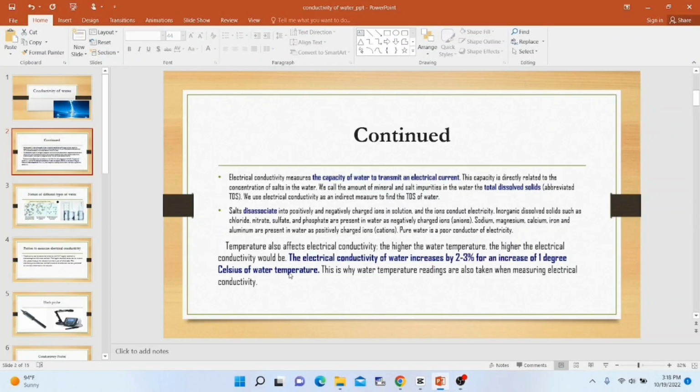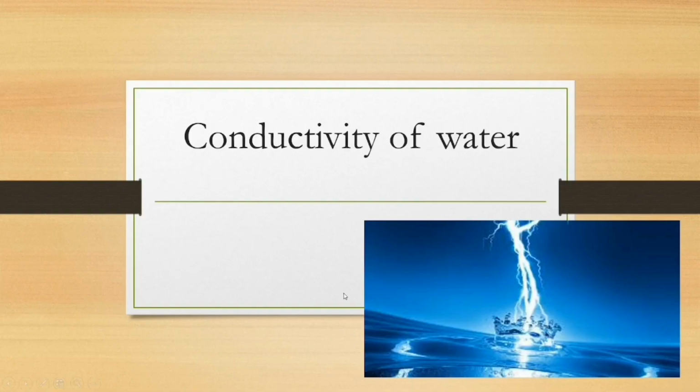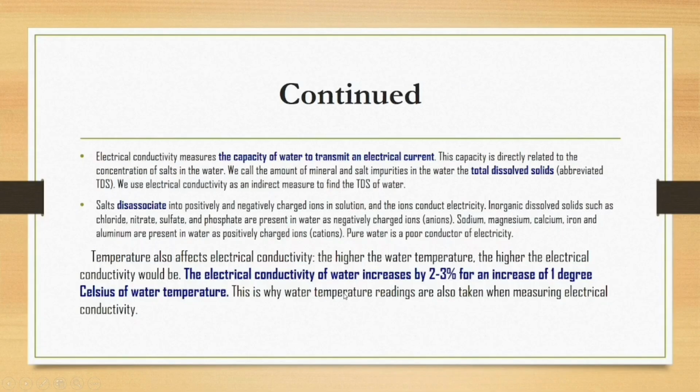Talk about conductivity of the water. So the conductivity of water is nothing but the capability of the water to transmit electrical current. This capacity is directly related to the amount of salts in the water, and we can also say the amount of the mineral or the salt impurities in the water is sometimes also called TDS.